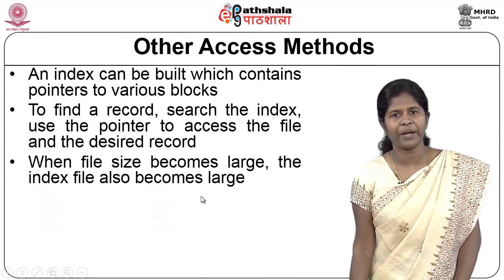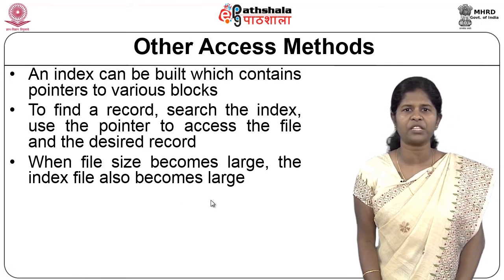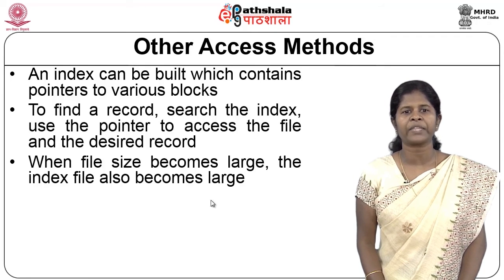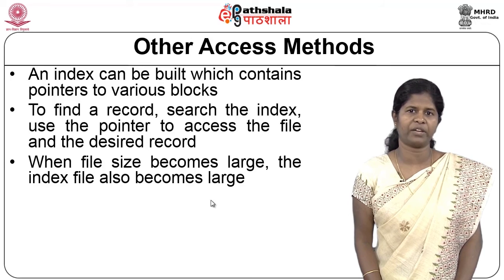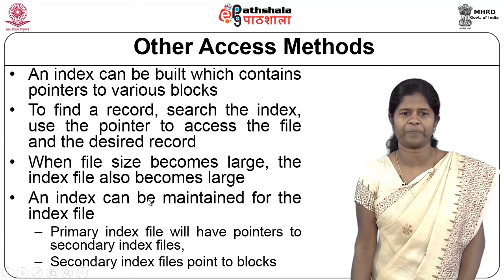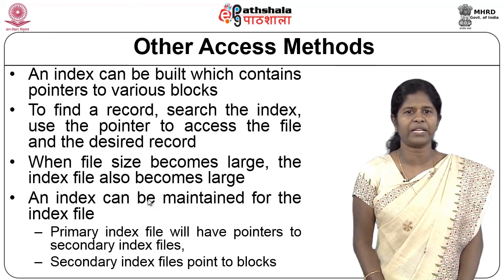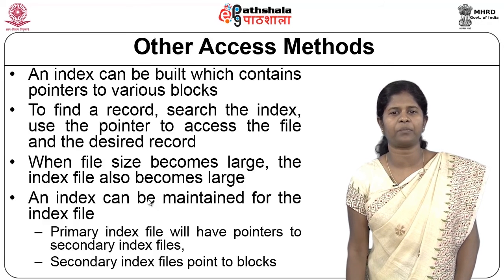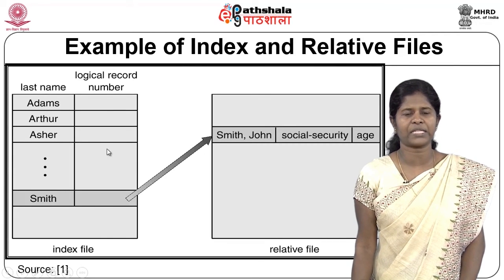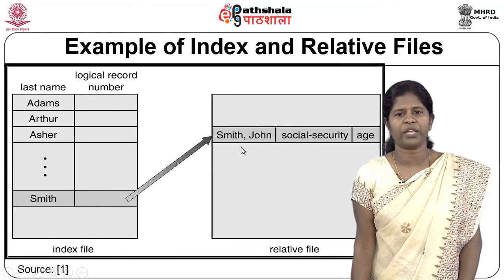So, you just have to search through the index to locate the contents of a file. But when the file size becomes very large, say the number of blocks in which the file is stored is very large, then the index file also will become very large. So, you may have to provide another index for this index file. You can have a primary index file which will have pointers to the secondary index files, and the secondary index files in turn can point to different blocks. This is an example that is shown. You can have an index file which has the logical record number, which in turn points to the record in the file.